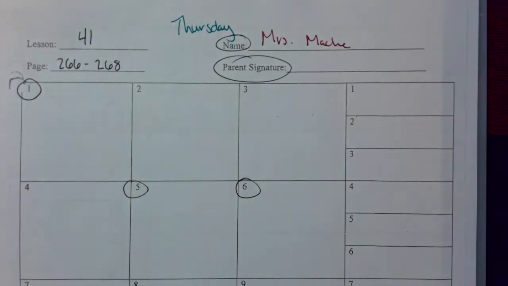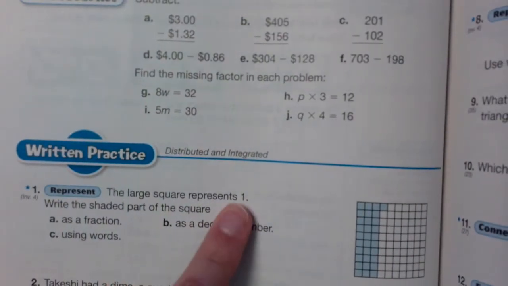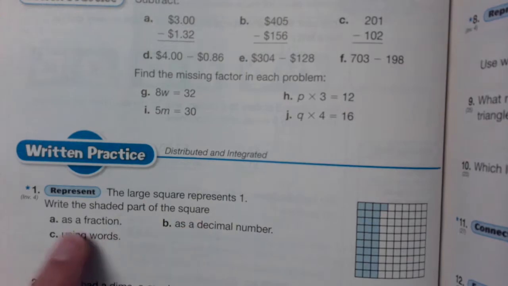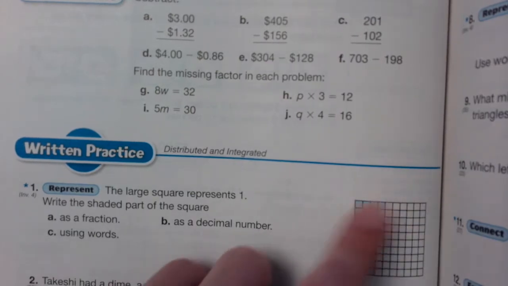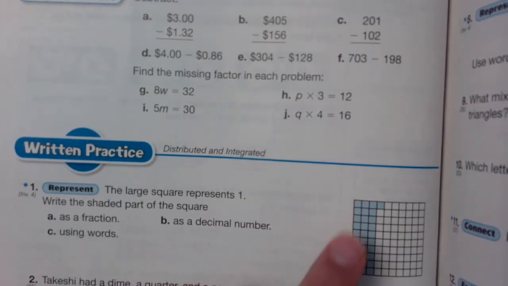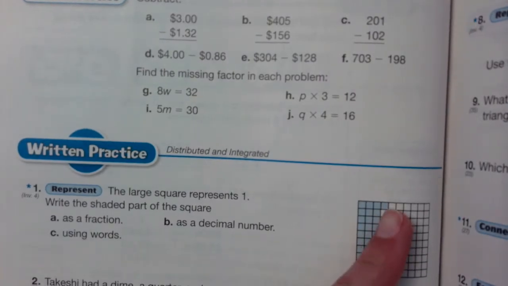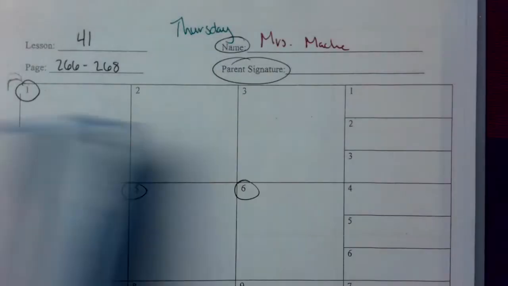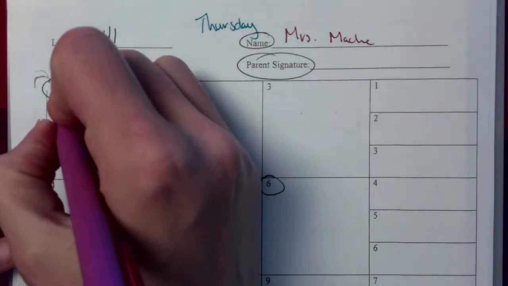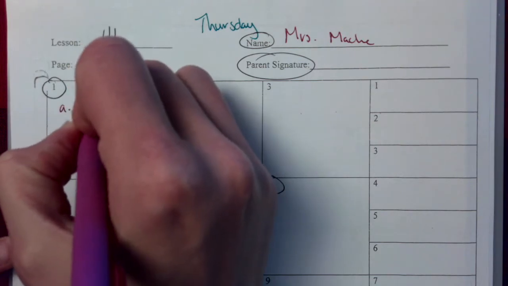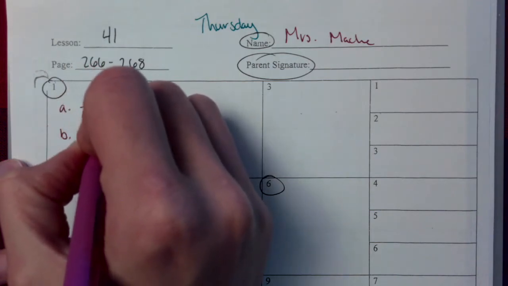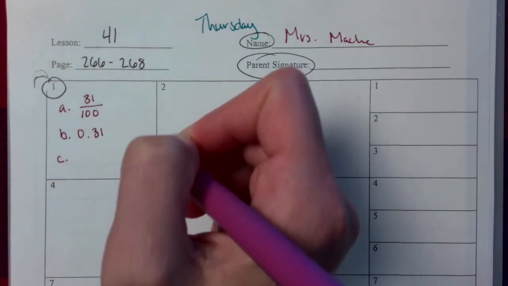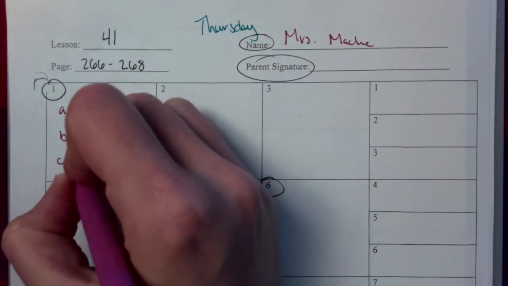On page 266, number 1 says, the large square represents 1. Write the shaded part of the square as a fraction, as a decimal, and using words. So this is 1, so it's 10 times 10. There's 100 small squares in this. Think of it like 100 cents in a dollar. So if this is 10, 20, 30, 1 out of 100. So for A, 31 out of 100, we'd write as 31 out of 100. As a decimal, we can write it 0.31. And then with words, we can write 31 hundredths.